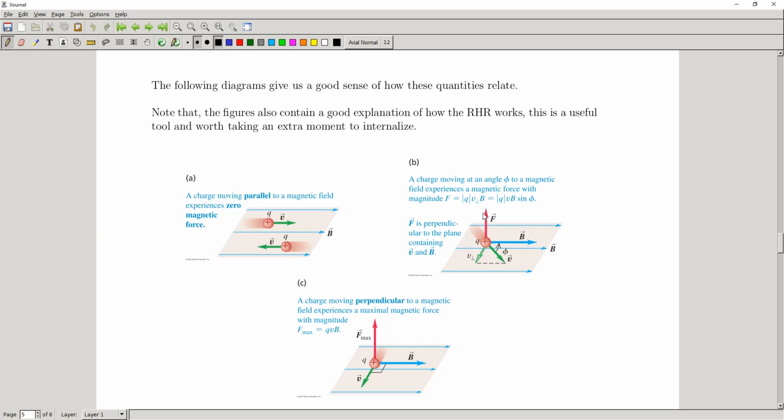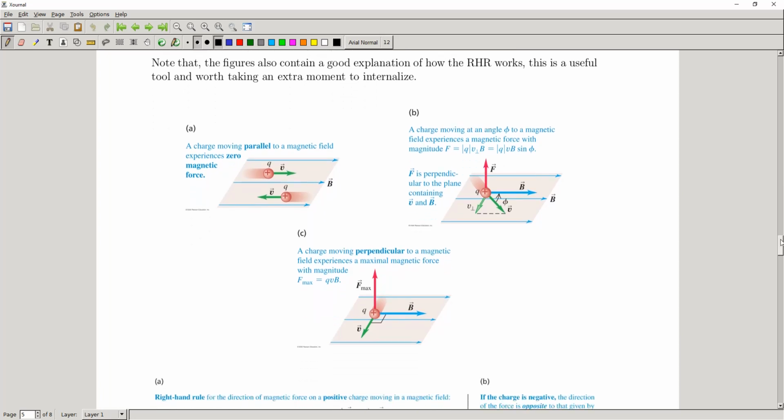And really this diagram C is just the maximum case of diagram B. If it's actually a right angle between our B and V, our sine phi is going to give us 1. That's the maximum value it can give us, and our F is going to have the maximum magnitude. We're going to have a magnitude of F which is equal to QVB, right?